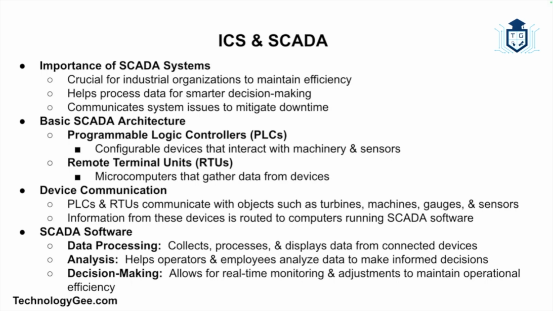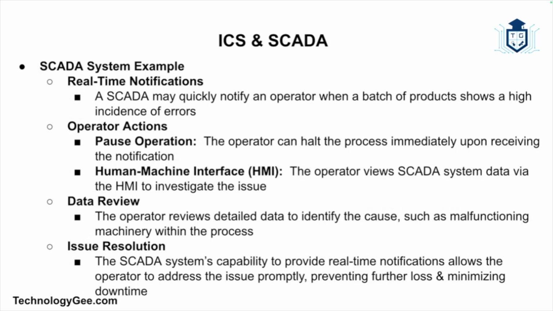The SCADA software processes, distributes, and displays the data, helping operators and other employees analyze the data and make important decisions. So, for example, a SCADA system may quickly notify an operator that a batch of products shows a high incidence of errors. The operator can pause the operation and view the SCADA system data via a human-machine interface to determine the cause of the issue. The operator can then review the data to determine whether a specific machine in the process was malfunctioning, and the SCADA system's capability to notify the operator of an issue helps that person resolve it and prevent further loss.